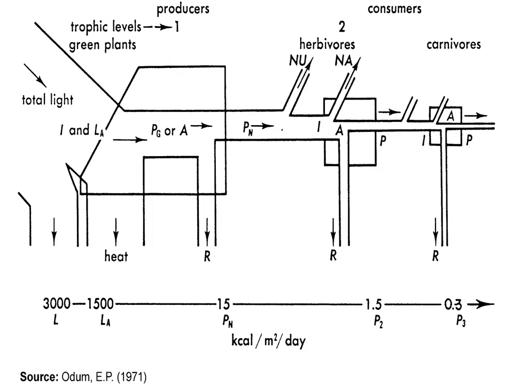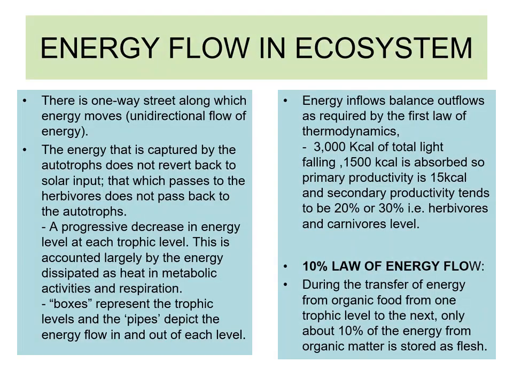So in this way we can say, when the energy moves from the producers to the carnivores, they follow the 10% law. That is, only 10% of the energy moves to the next trophic level. 90% of the energy is either dissipated as heat, or it is used in respiration, or it is used in performing various metabolic processes. So this is how the Odum model depicts the flow of energy in the ecosystem.